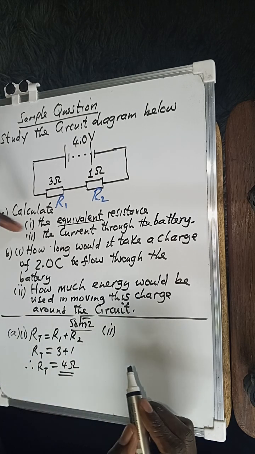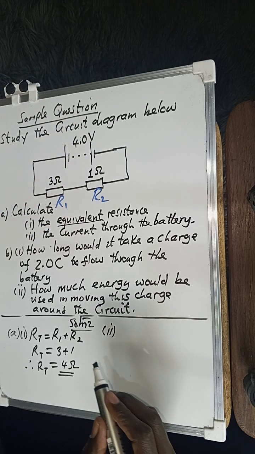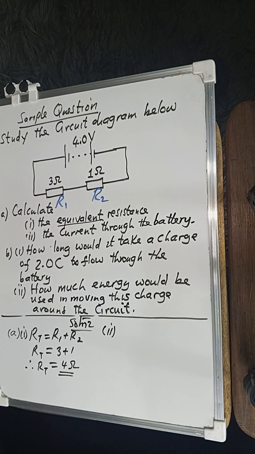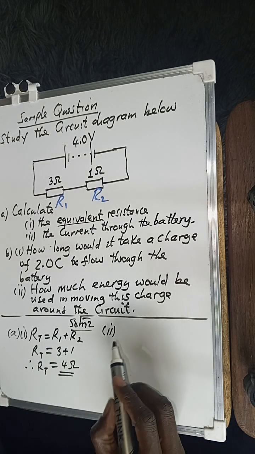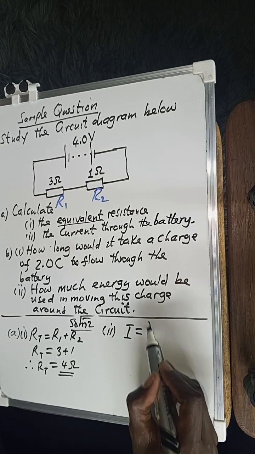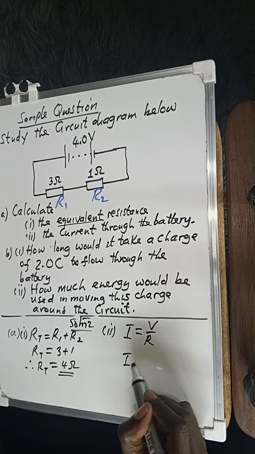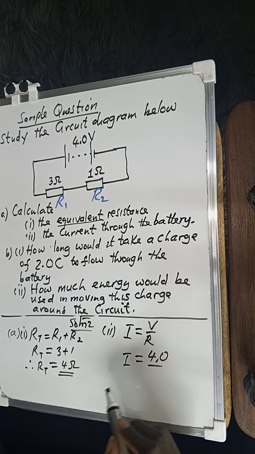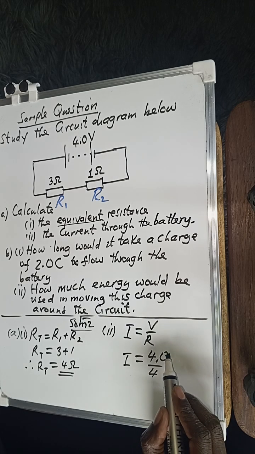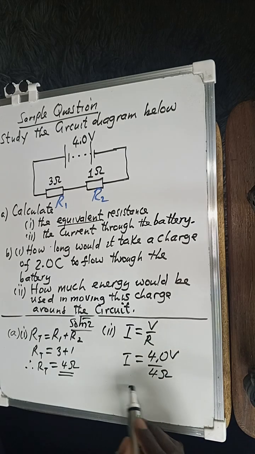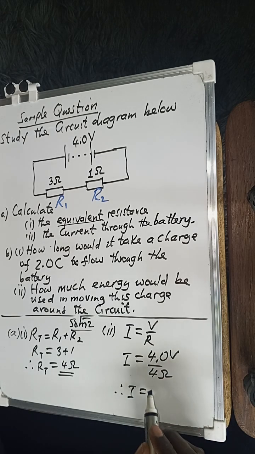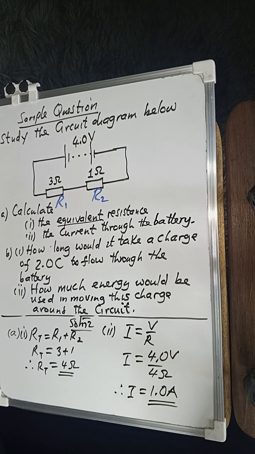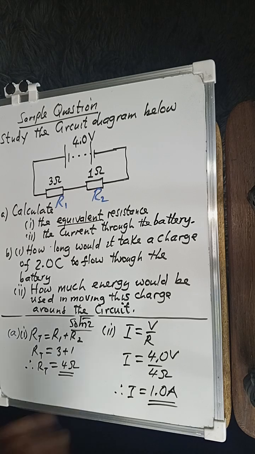Then A Roman 2 says the current through the battery. So the current through the battery is simply the total current. That's what the question is asking you to find. So apply Ohm's law. Current is equal to voltage divided by resistance. The total voltage is 4.0 divided by the total resistance, which is 4. Remember, that is 4 volts and 4 ohms. Therefore, when you divide, it is simply going to give you 1, or if you want 1.0 amps, or just 1 if you want, you can write. So basically, that is the way you can answer that.